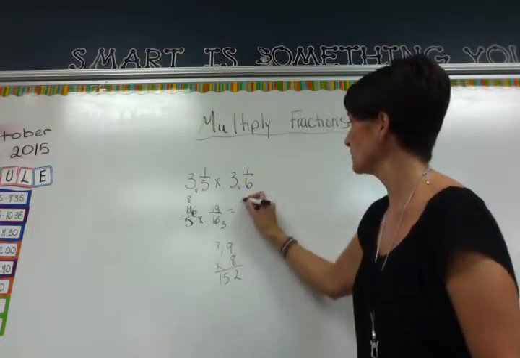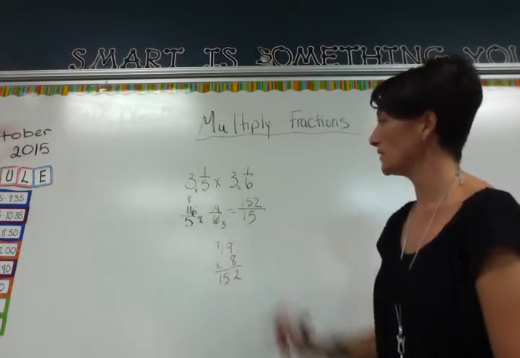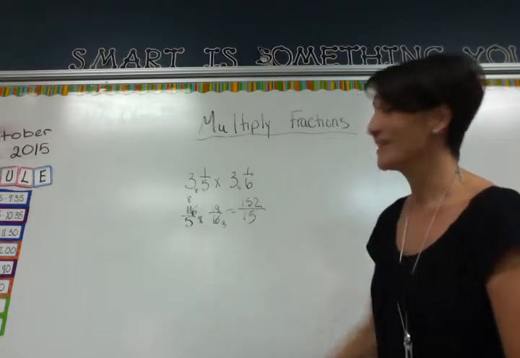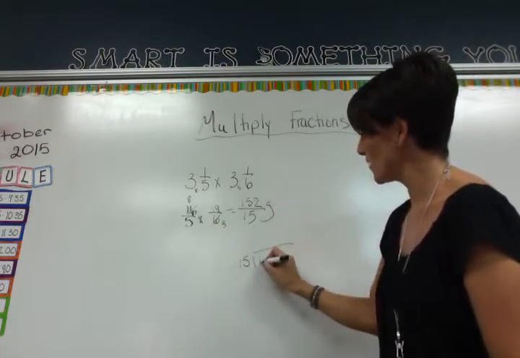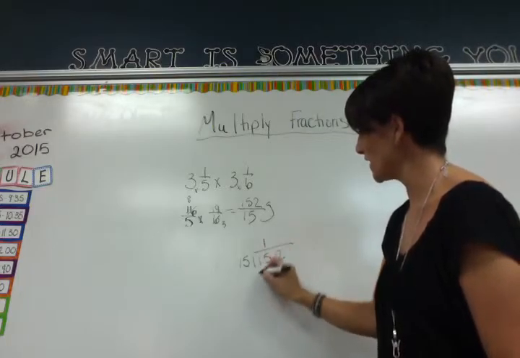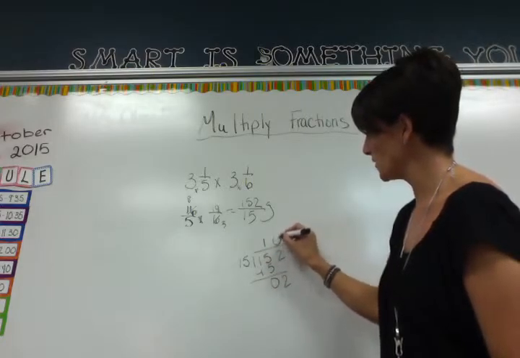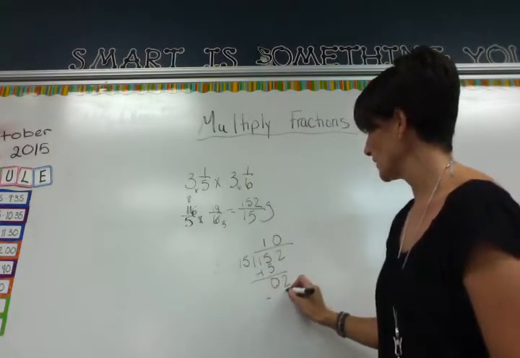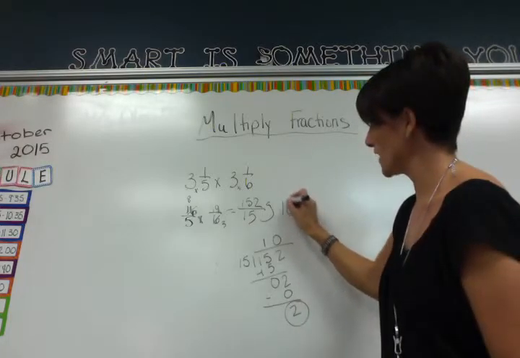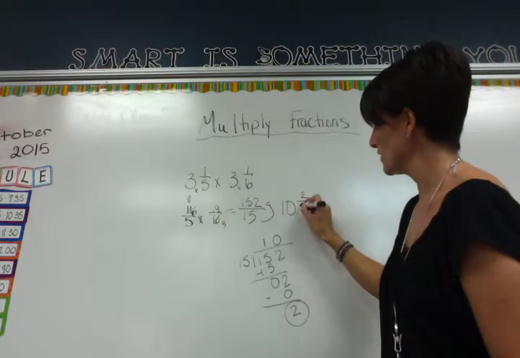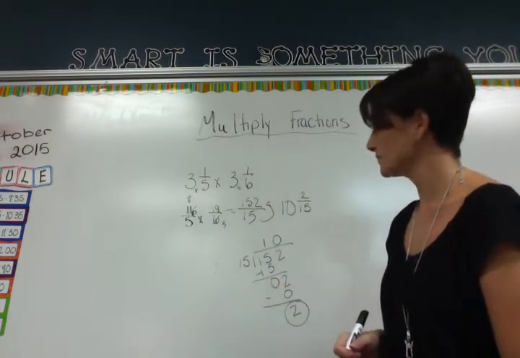152 over 15, because 5 times 3 is 15. Now I need to do my dividing because I have to see how many times it goes in. So 15 goes into 152, it goes in 10 times. 15 can't go into 2, so it's 0. Right? That's my remainder. So it goes in 10 whole times with 2 left over my remainder, over my denominator of 15.